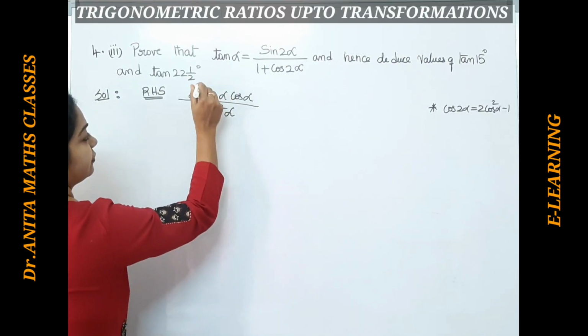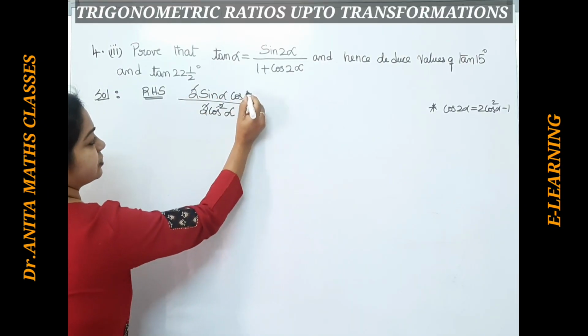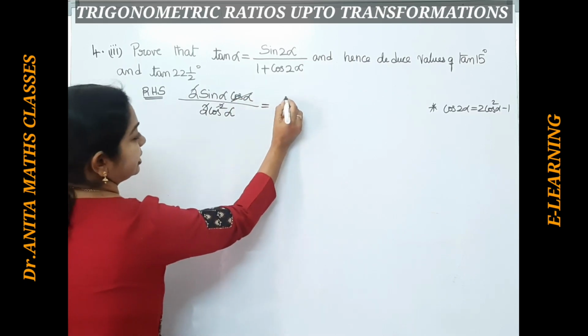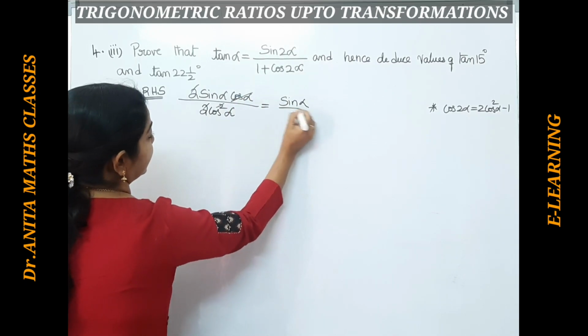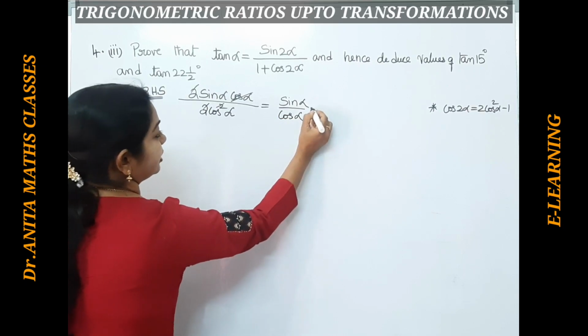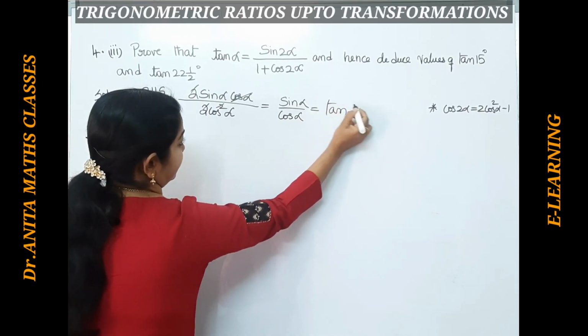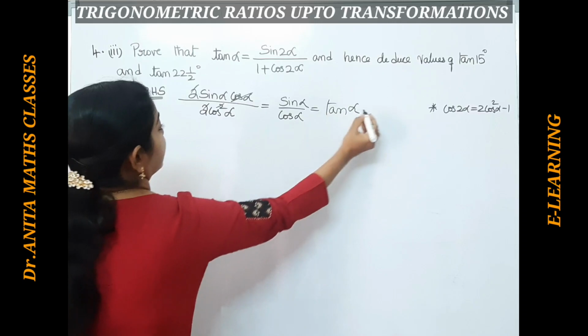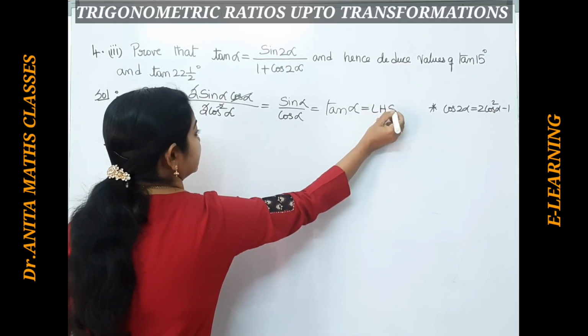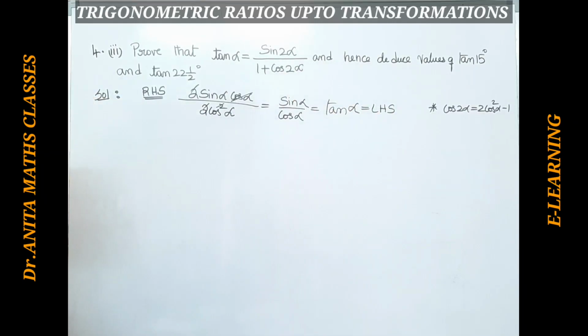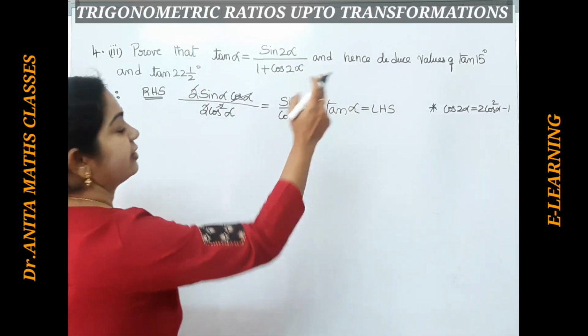Now we can cancel off 2 and 2, and 1 cos value you can cancel. So the remaining is sine alpha by cos alpha. 1 cos is left over below. So that is nothing but tan alpha. So we got this. We got the LHS. So we proved this. Now further we have to find the values of tan 15 degrees.